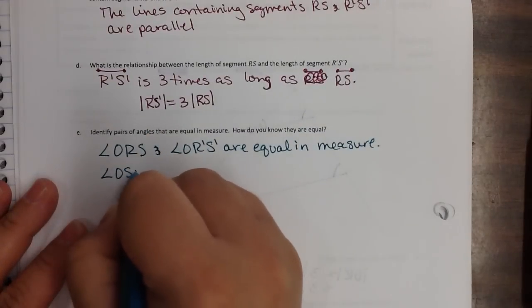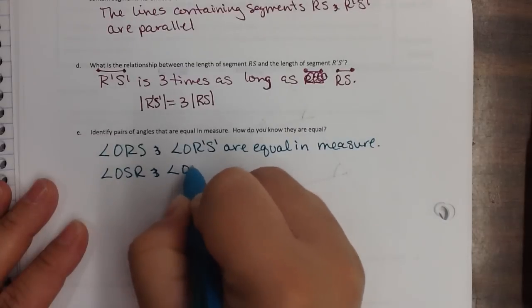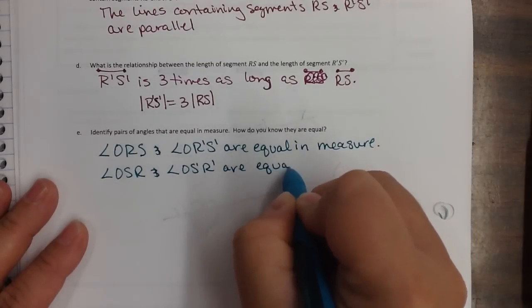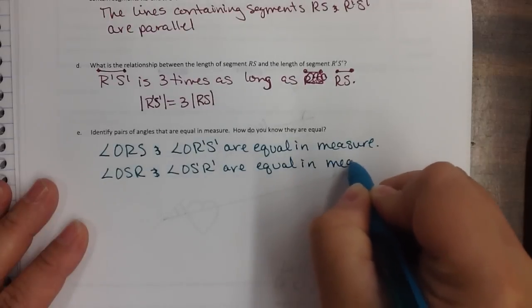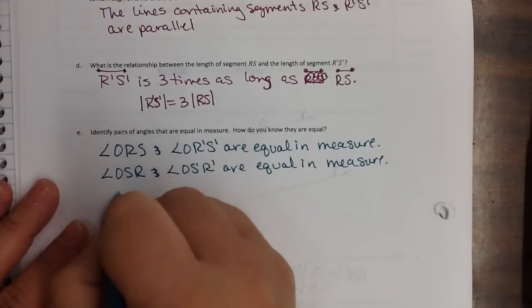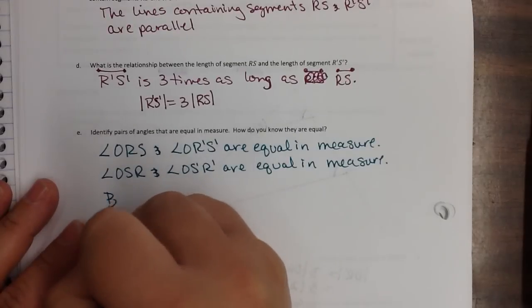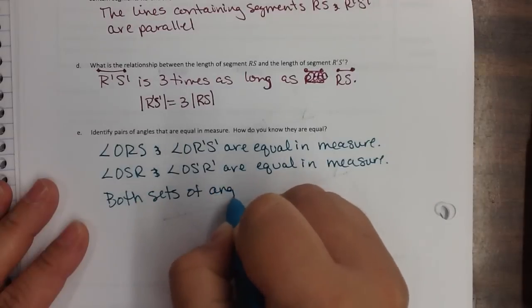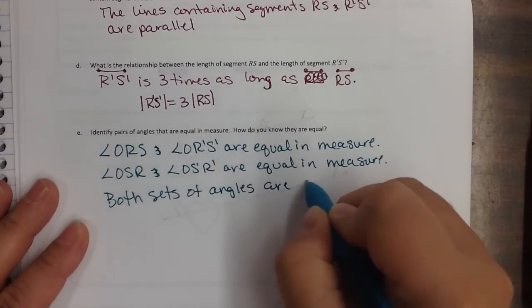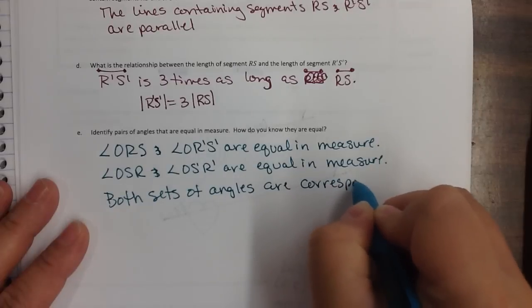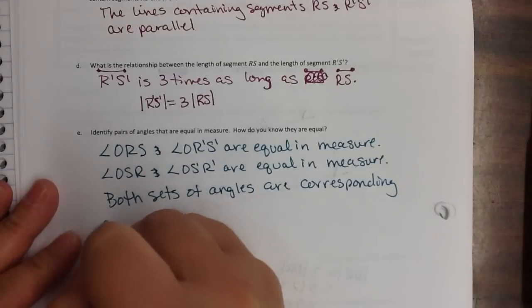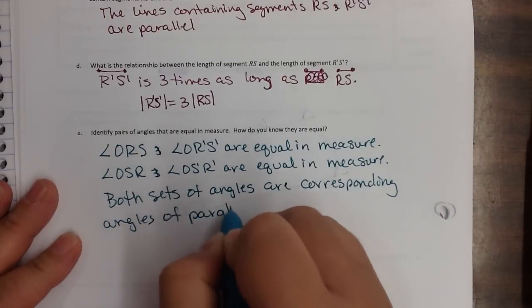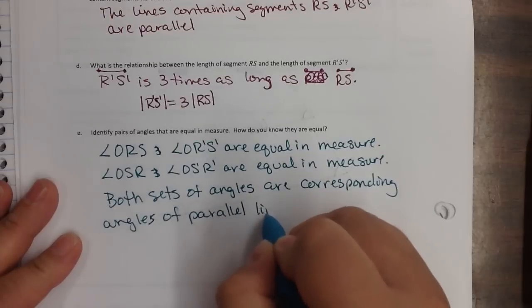Angle OSR and angle OS prime R prime are equal in measure. And both sets of angles are corresponding angles of parallel lines.